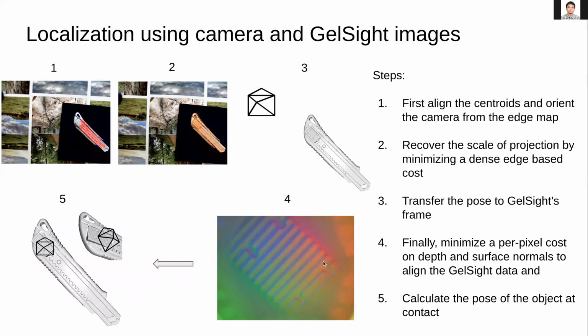This is our localization pipeline. We start by aligning the centroids and orienting the camera from the edge map. Next, we recover the scalar projection by minimizing a dense edge-based cost. Next, we transfer the pose to the gel side frame. Finally, we minimize a per pixel cost on the depth and the surface normals obtained by processing the gel side data and calculate the pose of the object at contact.